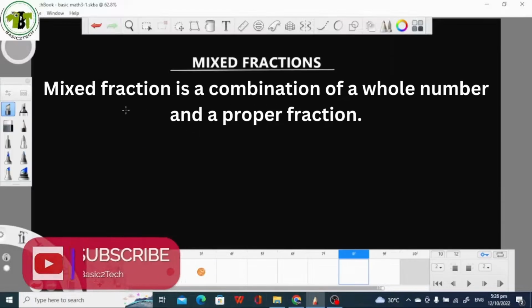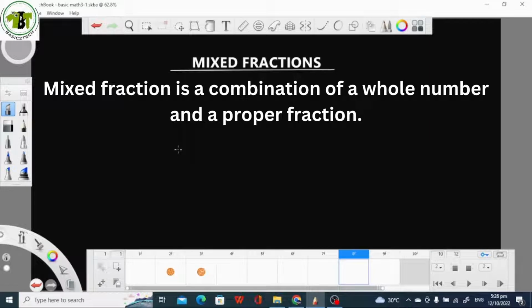We have the mixed fractions. This is a fraction that has a combination of a whole number and a proper fraction. For example, we have 1 whole number, 3 over 4. 1 is the whole number, while 3 over 4 is the proper fraction.